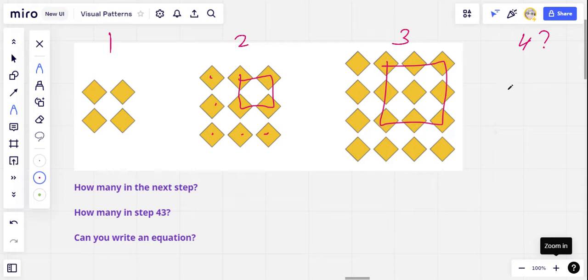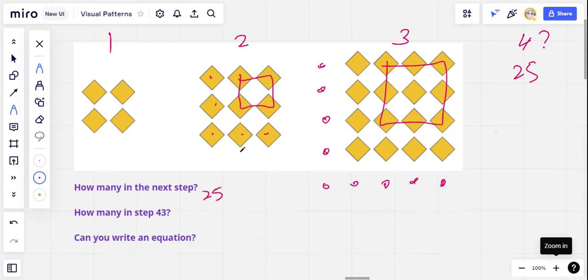So for step 4, what we need to do is just add a new border like this, and that would give us a 5 by 5 grid. So there should be 25 in step number 4. That would be our prediction looking at this visually. For step 43, we definitely need to figure out an equation. I'm guessing this is going to have something to do with x squared. I think this is a quadratic just because I see patterns of squares getting bigger.